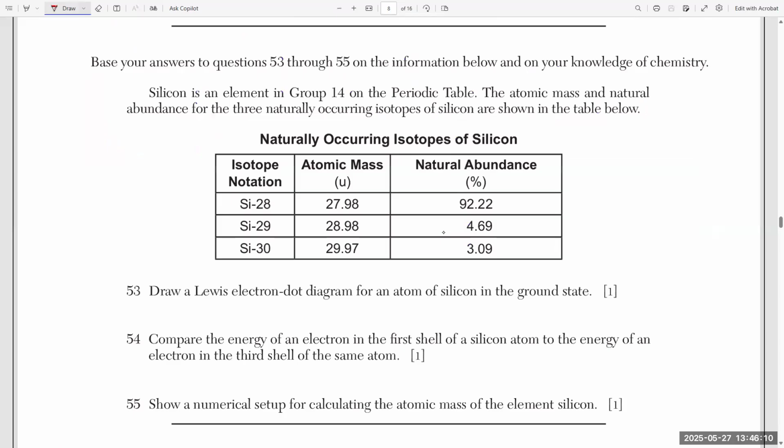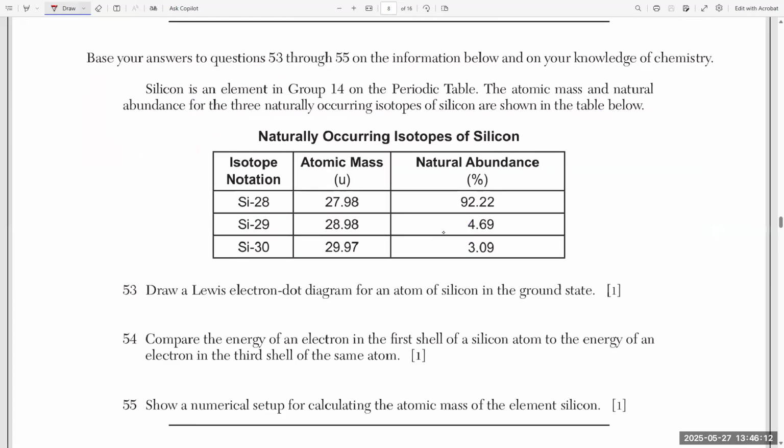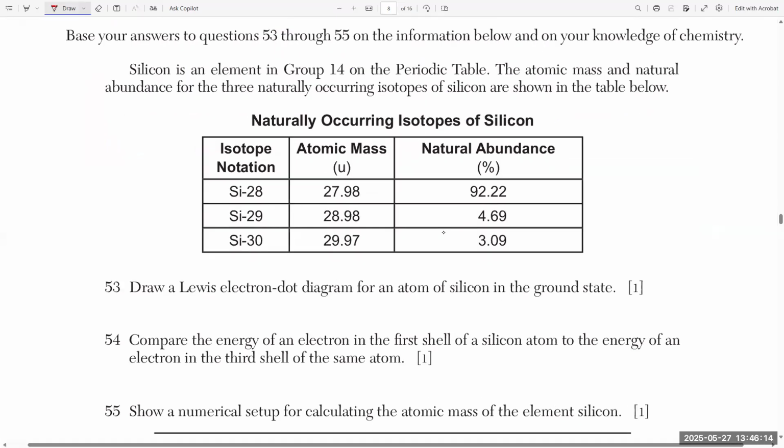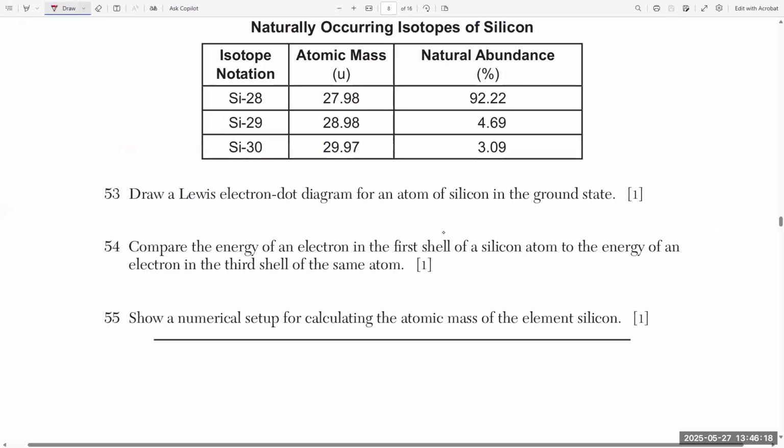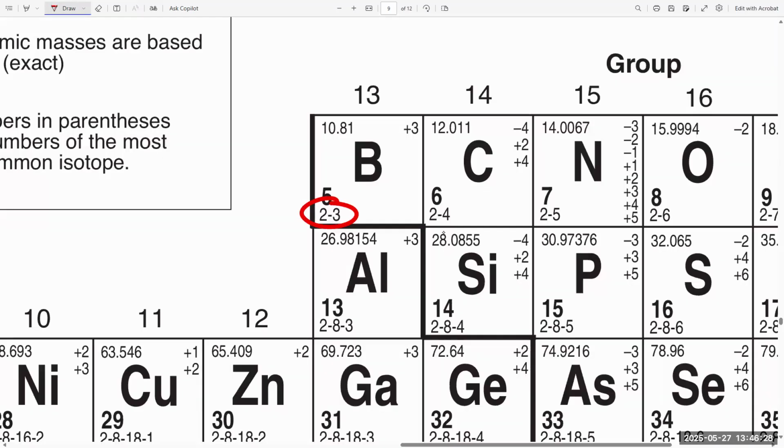Silicon is an element in group 14 in the periodic table. The atomic mass and natural abundance for the three naturally occurring isotopes of silicon are shown in the table below. Draw the Lewis electron dot diagram of an atom of silicon in the ground state. So again, let's highlight some of the things. Electron dot diagram for silicon in the ground state. So I'm going to go to here, look for silicon. Silicon in the ground state, right, has a 2-8-4.